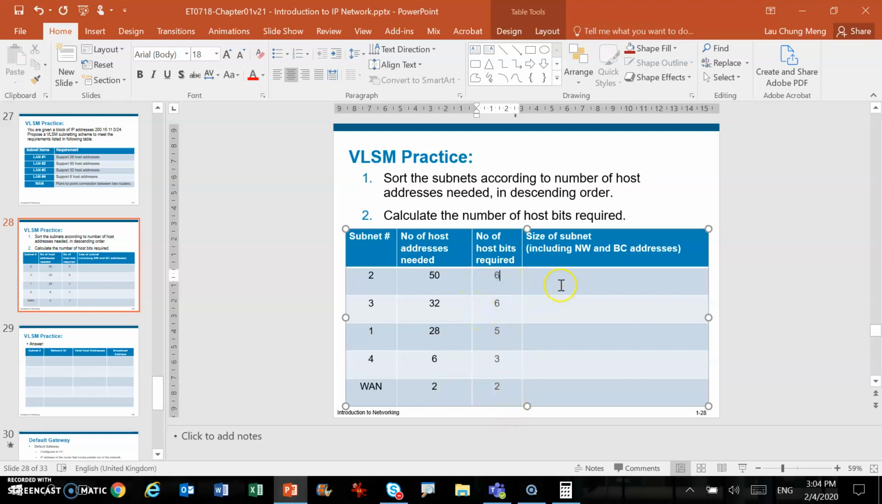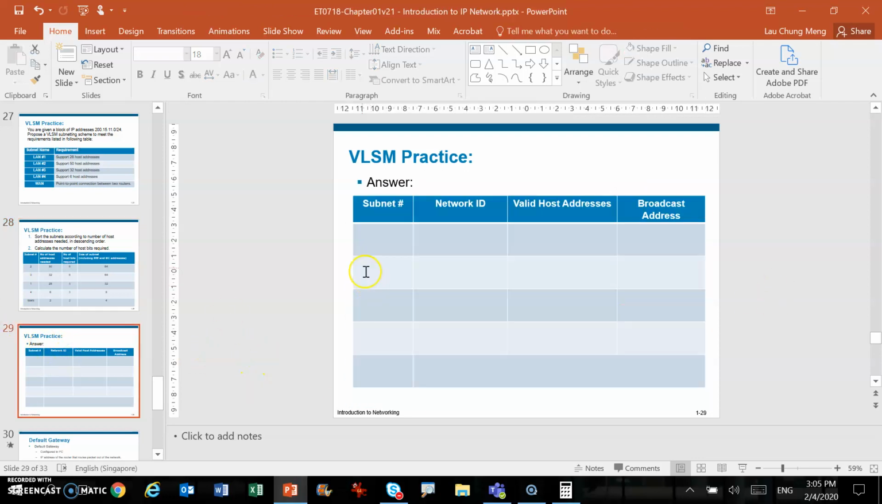So this is the number of host bits required. With 6 host bits, what is the size of the subnet? Just now we calculated it would be 64. For 5 host bits it will be 32, 3 host bits will be 8, and 2 host bits will be 4. Again, remember, you do not need to minus the network and the broadcast; we just put it as the value when we take 2 to the power of the number of host bits. With that, let's try to do the VLSM.